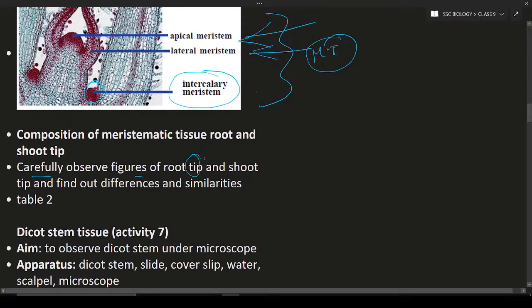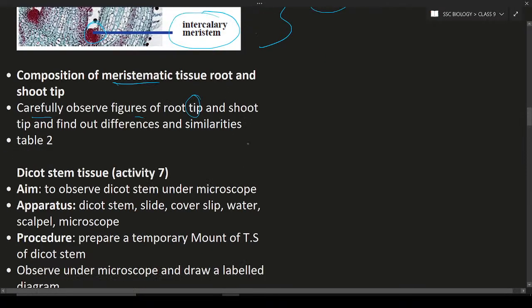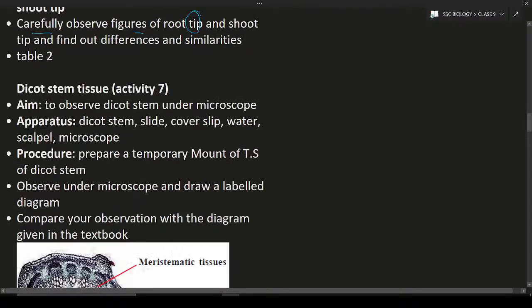Shoot means what? Branch. Root means what? In the ground there are roots. In the roots and shoots there are tips. In those tips this meristematic tissue is present. Find out the differences in the diagram and also write them in the table. There is a table, or write it. If you are unable to write, we will discuss in the next class.